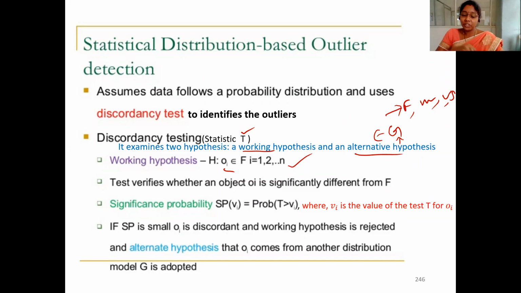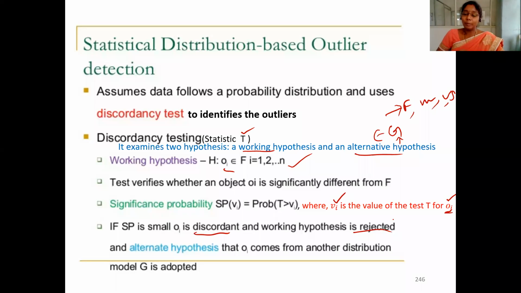So if the value of the discordancy test for a particular object Oi is Vi, if the test is made on this particular object Oi and the result is Vi, then we need to evaluate the significance probability of that Vi. If that probability is very small, then this particular object is treated as an outlier. That means it is treated as a discordant, and the hypothesis is rejected.